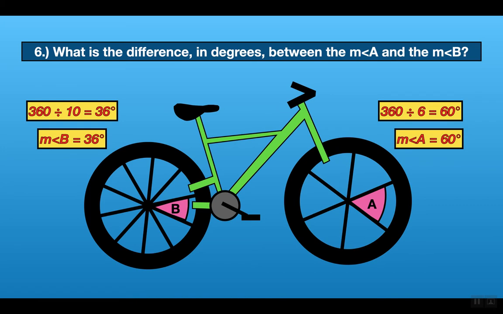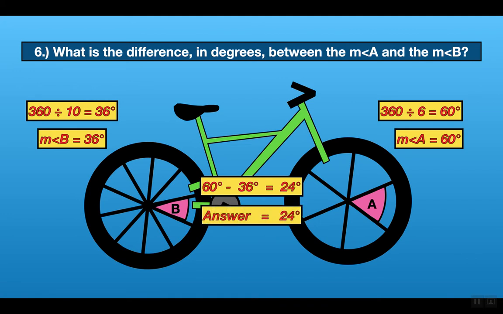Now the question says, what is the difference in degrees between the measure of angle A and the measure of angle B? So we have to take those two angle measures and subtract them. So let's do that. 60 degrees minus 36 degrees equals 24 degrees. And that gives us our answer. The answer is 24 degrees.